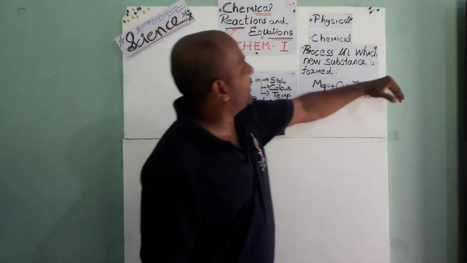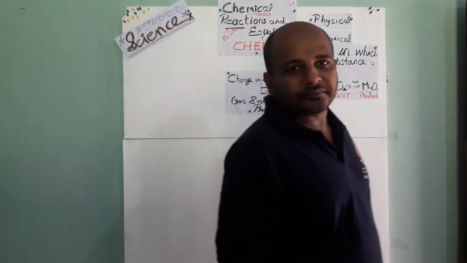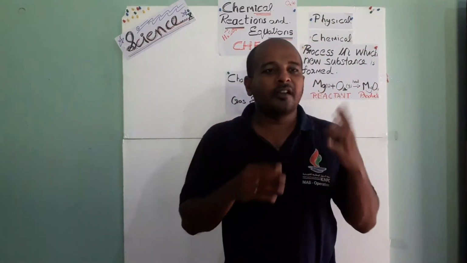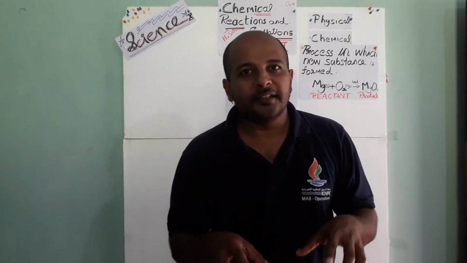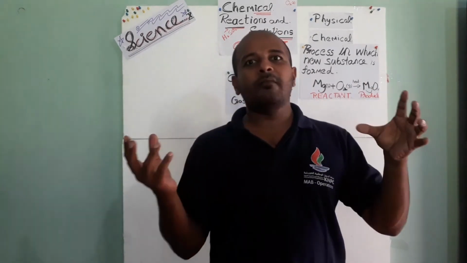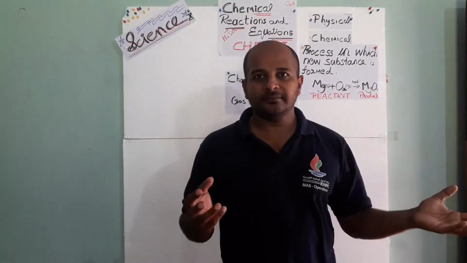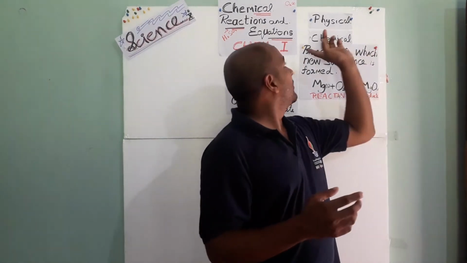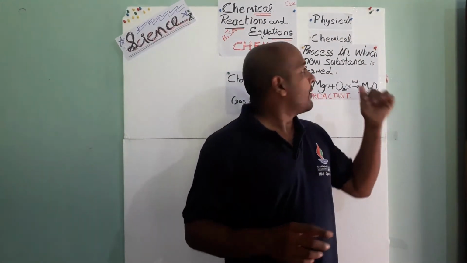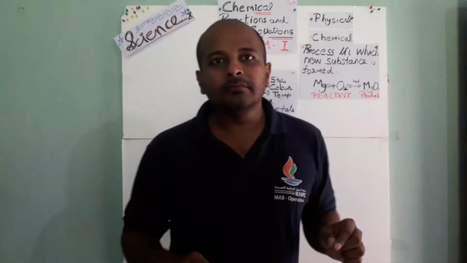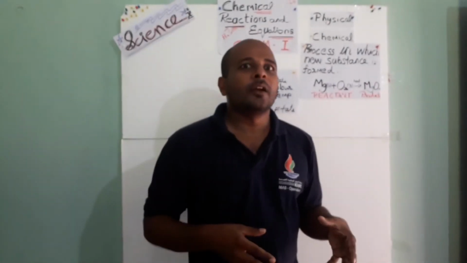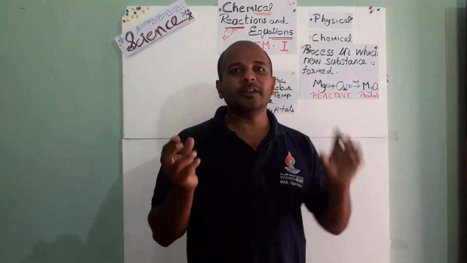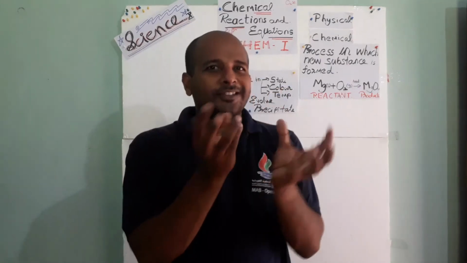Otherwise, without this, how can we write this reaction? Actually, the real reaction is this one. Magnesium reacts with oxygen in the presence of heat to form magnesium oxide. This is also an example of a chemical reaction. Magnesium is in the solid form, oxygen is in the gaseous form. When it reacts with magnesium in the presence of heat, it will become magnesium oxide, which is a white powder.